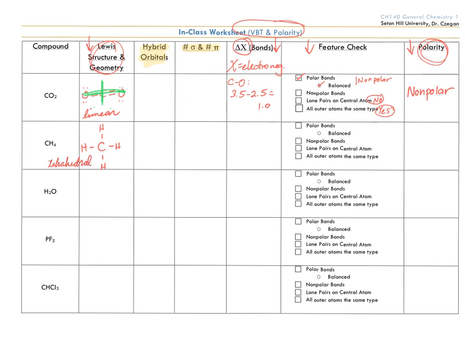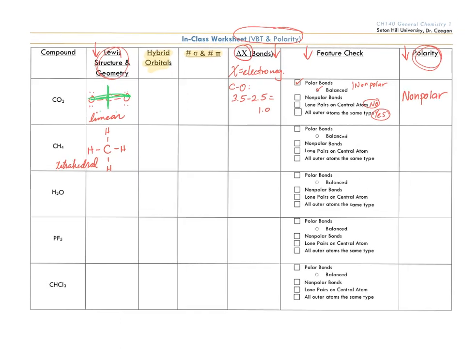It is an AX4, and there's no lone pairs on the central atom. So it is tetrahedral molecular geometry. If we were really drawing this Lewis structure to show that, we would kind of have to show those two V's in that structure, but we don't have to do that here.